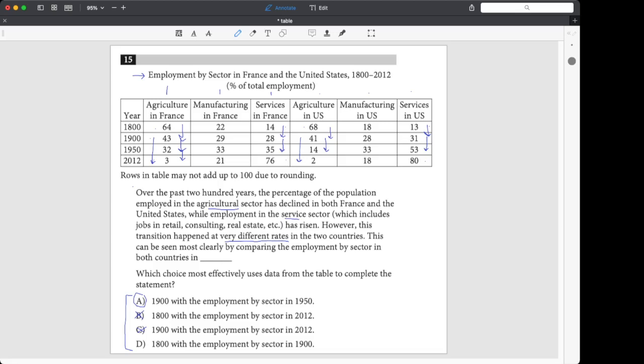So if you're looking at a table, what should you do? Make sure you understand what it's showing you first, or at least I like to do that. Then read the question, make sure you know what the question is asking. The question in this case is a little complicated, so take your time with it. It's asking kind of a complex thing, but once you wrap your head around it, okay, we need to compare the 2 years that have the biggest difference in rates between the two countries for both the decline in agriculture and the rise in the service sector. So like I said, kind of complicated, take your time with that.